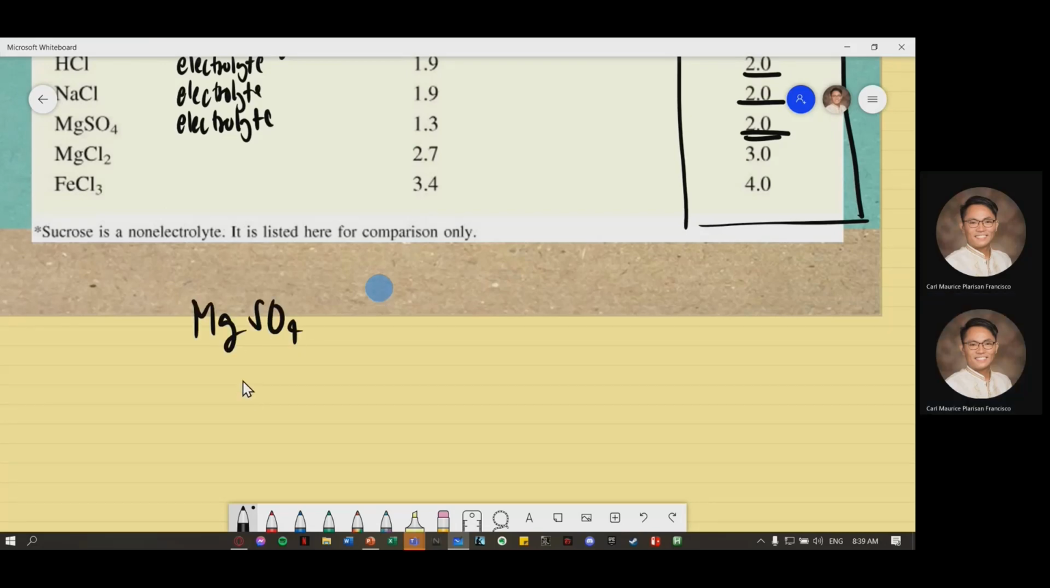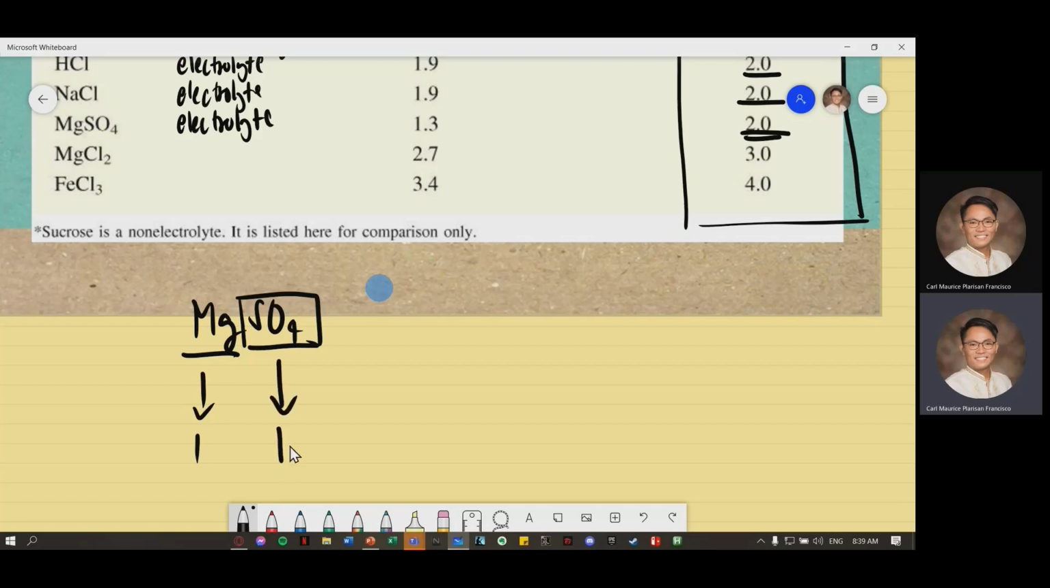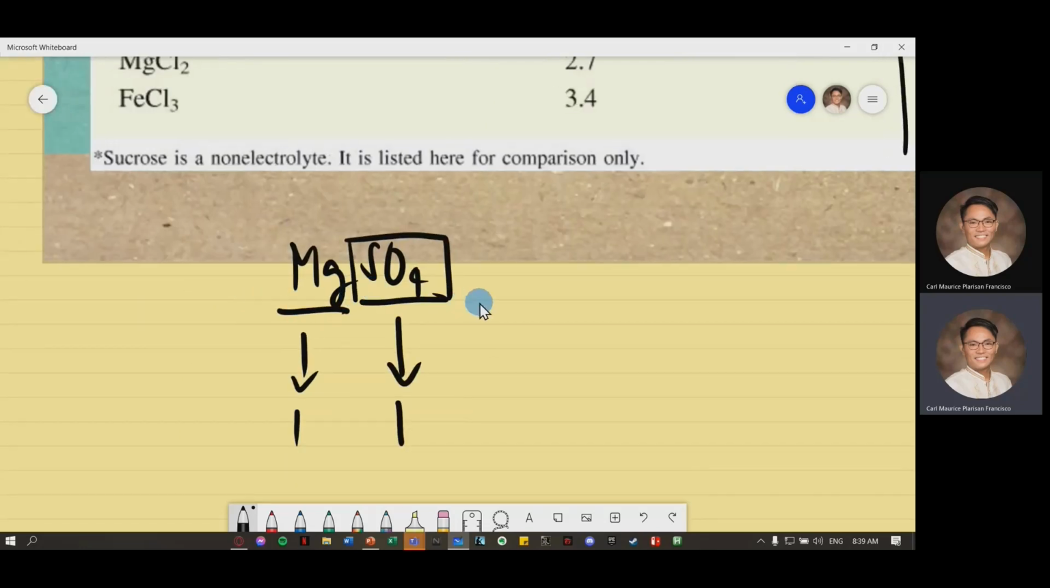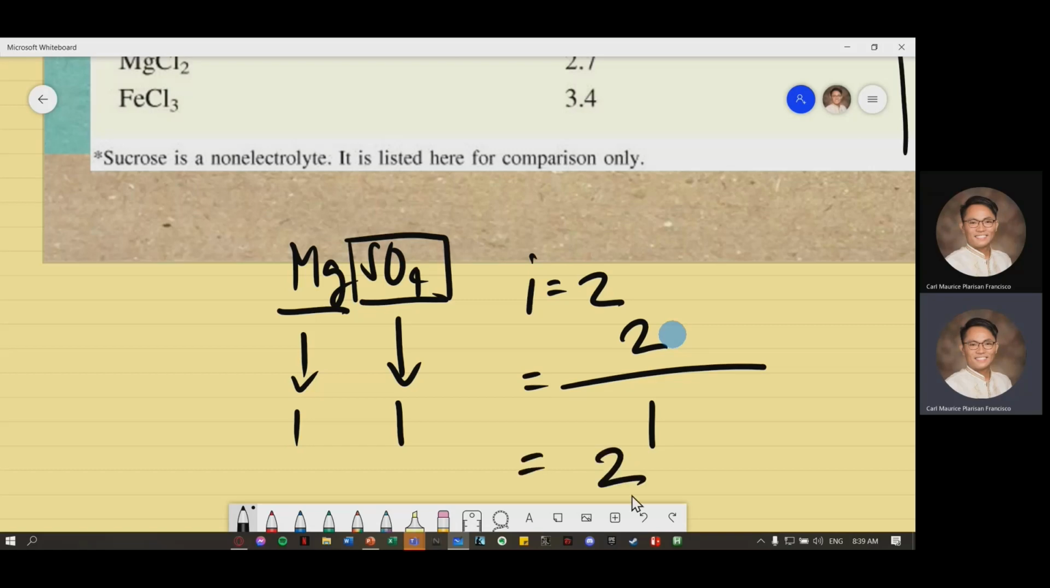MgSO4. Magnesium. Isa. SO4. Ito ay sulfate. Ilan? Isa. Okay, ito po ay monoatomic ion. Ang SO4 po ay polyatomic ion. Diba sa periodic table, SO4 sulfate. So ang total lang yan ay 2. And then using the equation, 2 particles dissociated and the total number of initial would be 1. So 2/1, 2.